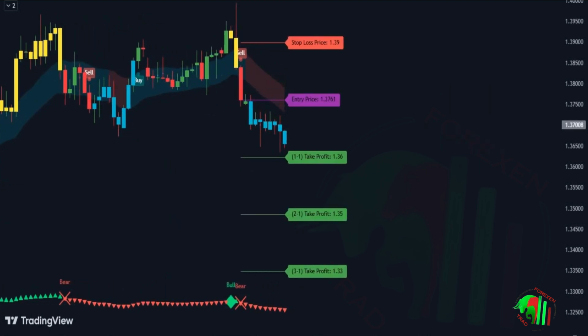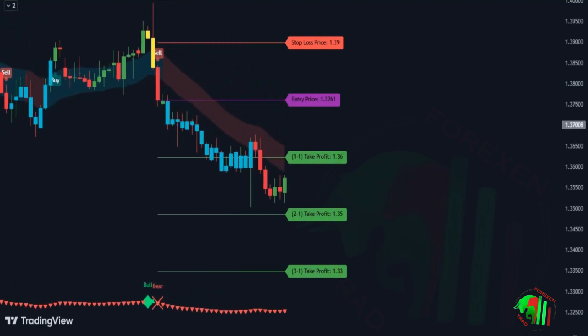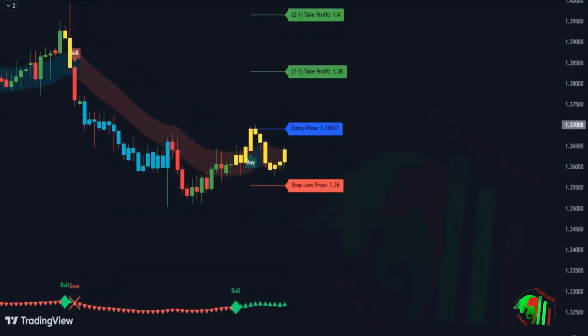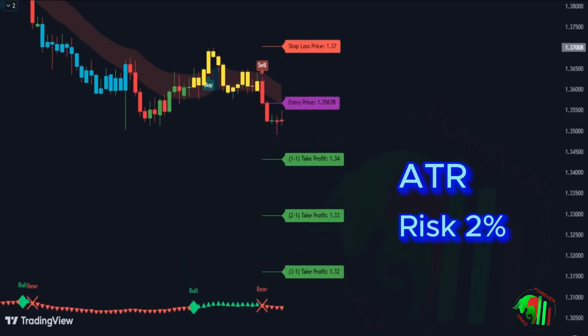What makes this indicator stand out is its alert system, which notifies you of a trend change, allowing you to adjust your strategy instantly. The nice thing is that it uses the best stop-loss indicator, ATR, risking 2% of your capital on every trade you take. The entry and exit lines are calculated based on the ATR, guiding you to optimal trading points.